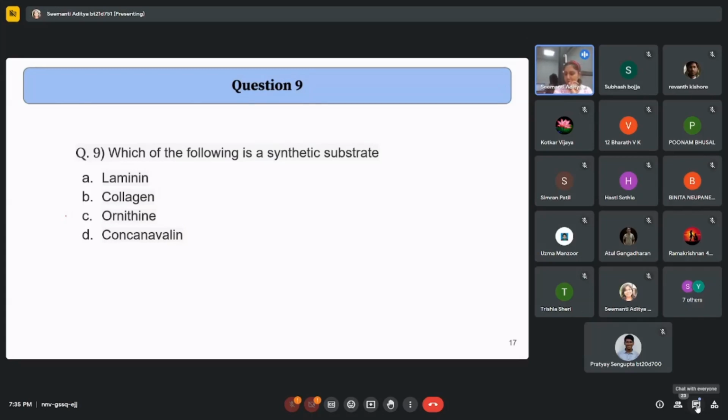Yes, so the correct option is option number C. Laminin, collagen, and concanavalin are all naturally occurring ECM. Only ornithine is the odd one out, so ornithine is the correct option.